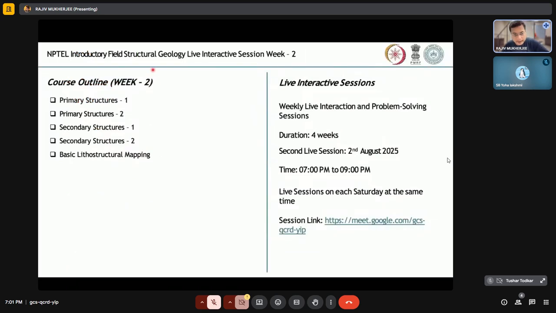We also conducted this live session the previous week, where we discussed some multiple choice questions relevant for the introductory session of the course, and also some problems related to the structural attributes, especially linking the pitch, plunge, trend, dip, strike with their trigonometry, and some stereonet problems, as well as some general numerical problems based on large scale geology.